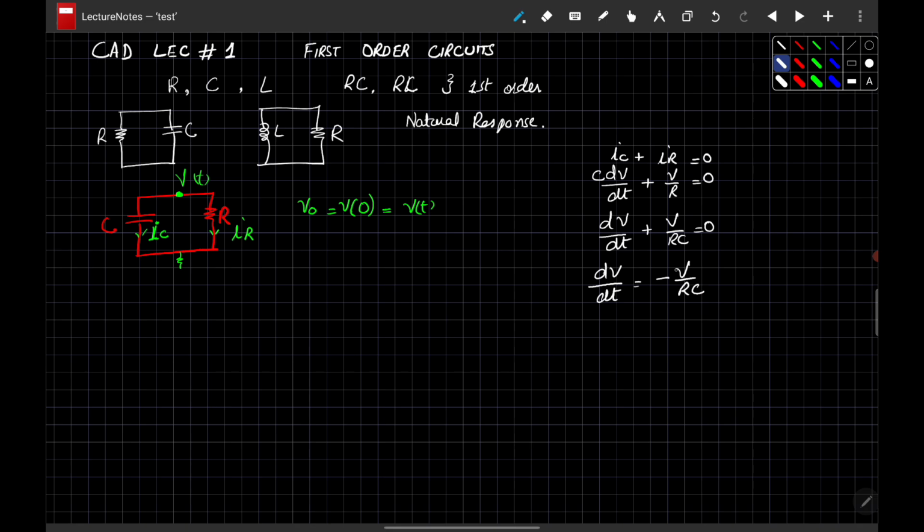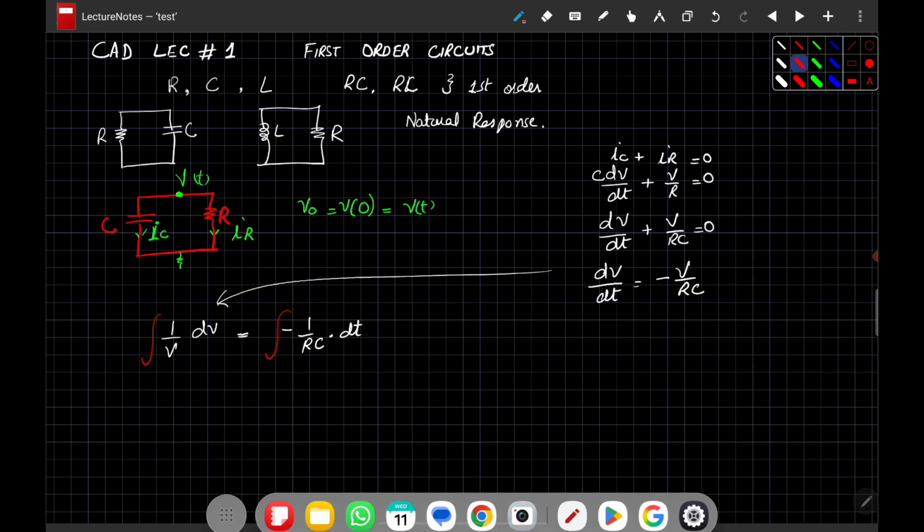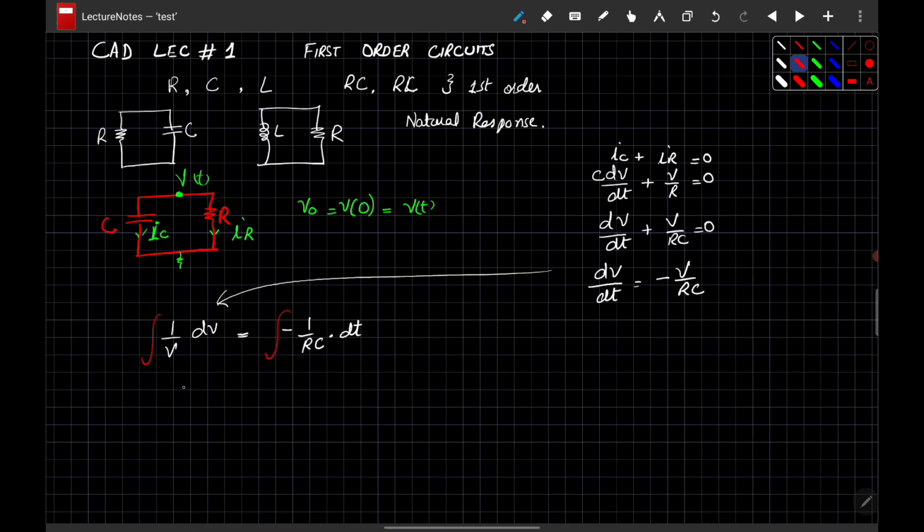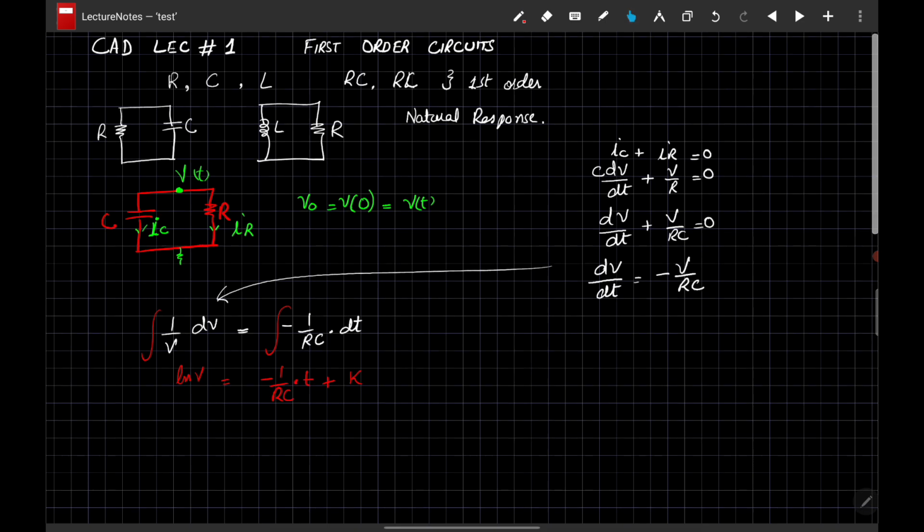Now we take voltage on one side and dt on the other side. So we have dV divided by V equals minus 1 over RC times dt. Now we take the integration on both sides. So this will become the integral of 1 over V, which is natural log of V, equals minus 1 over RC times t plus k, where k is the constant of integration.